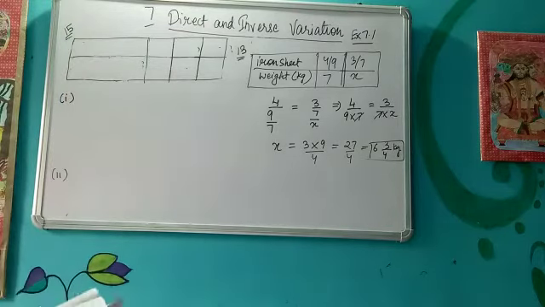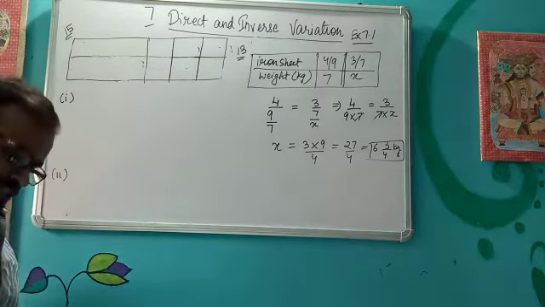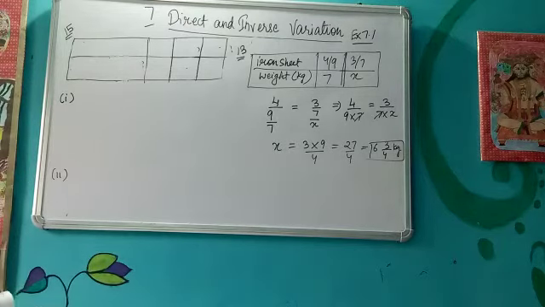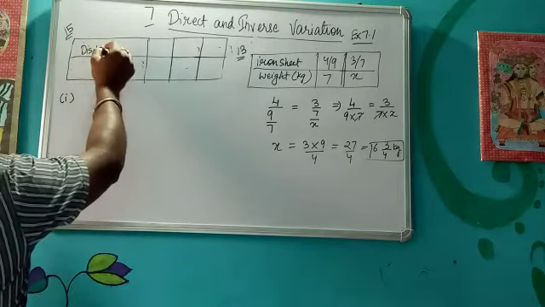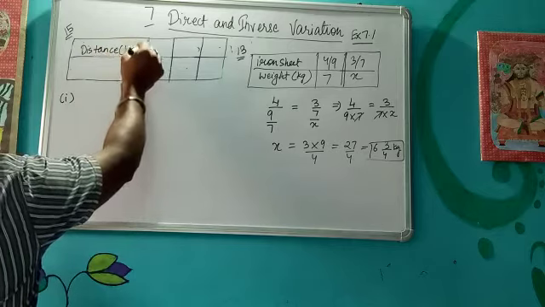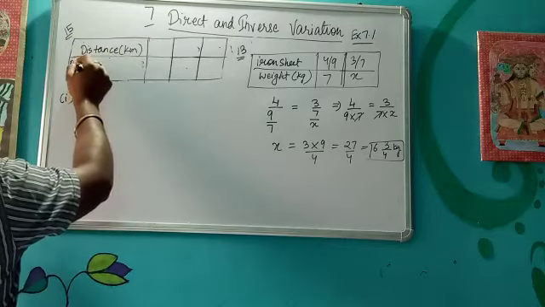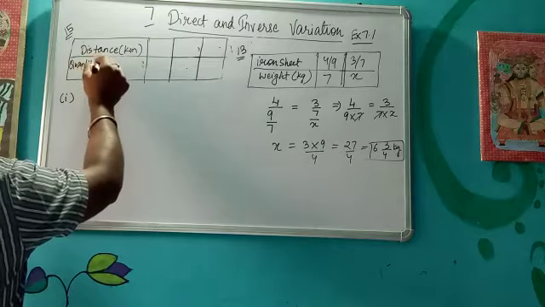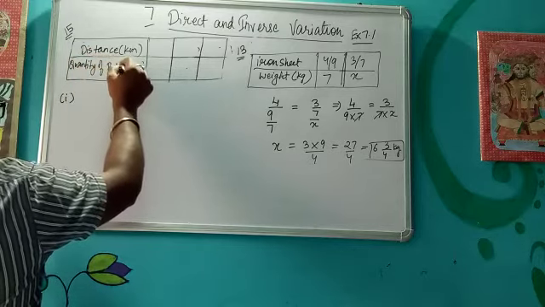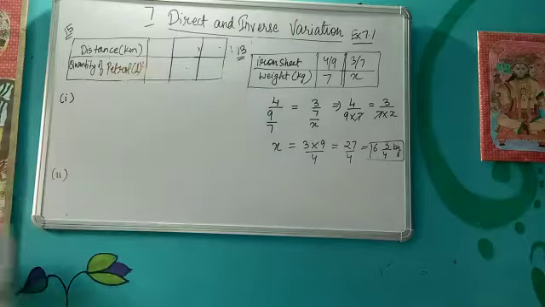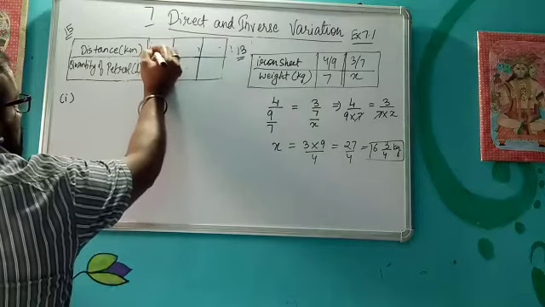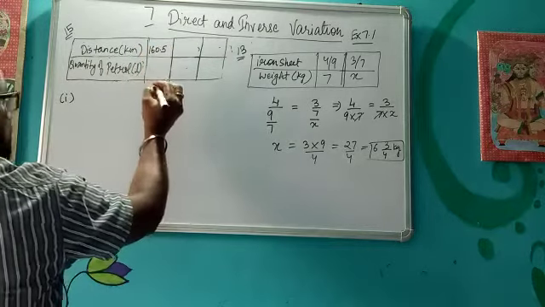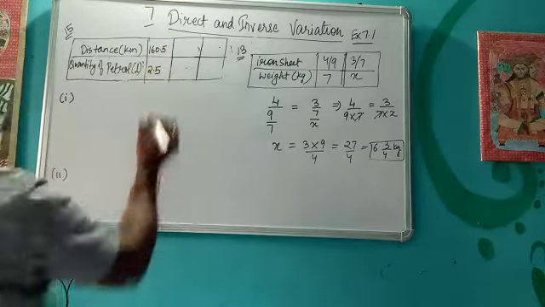Okay, let's see the last question. A motorcycle travels 160.5 kilometer in 2.5 liters of petrol. So again, our variables are distance, it is in terms of kilometer, and quantity of petrol, it is in terms of liter. So it travels 160.5 when the petrol is 2.5 liters.